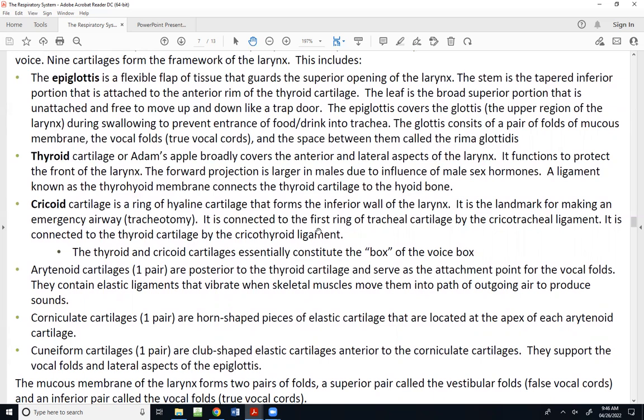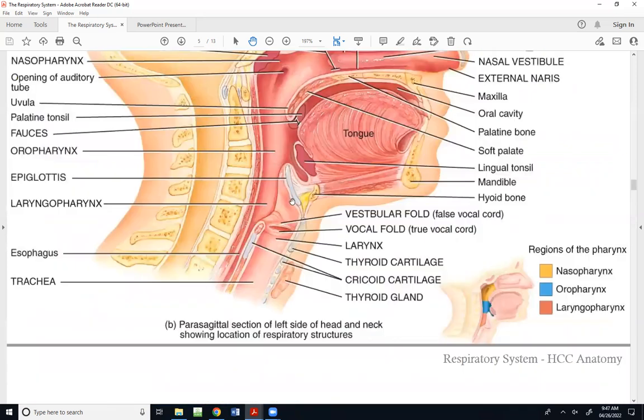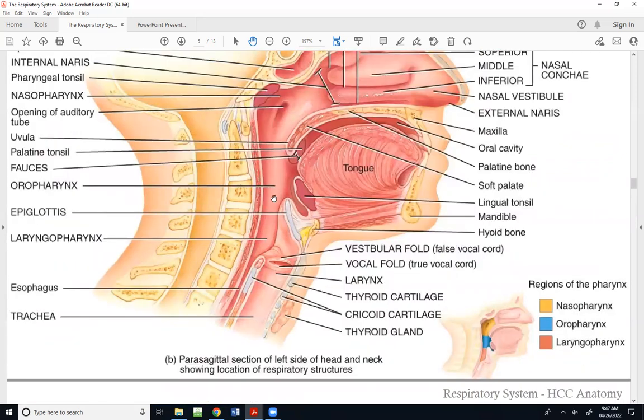All right, as a whole, there are 9 cartilages that form the framework of the larynx. We'll start with the epiglottis, a flexible flap of tissue that guards the superior opening of the larynx. And this is the structure that prevents us from choking. Think of it like a trap door, which has the ability to go up and down. When it is in the up position, which is what it is right here, this is going to allow air to flow directly into the larynx and then down into the trachea.